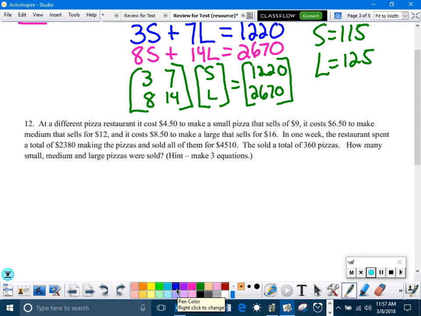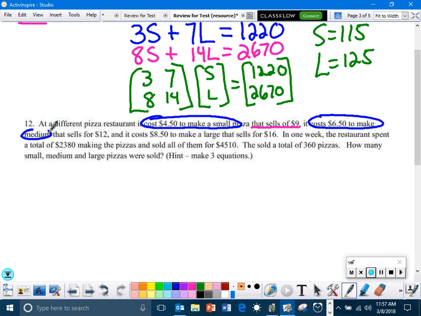So we got a different restaurant, but this time we have small, medium, and large. All right, so again, I'm going to circle the cost, and I'm going to underline what they sell it for. So a small costs $4.50. They sell it for $9. The medium costs $6.50, and they sell the medium for $12. It costs $8.50 for the large, and they sell it for $16.